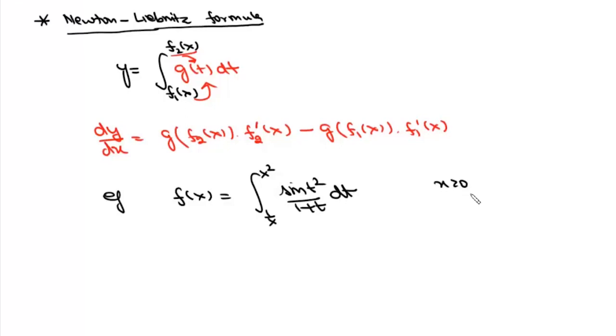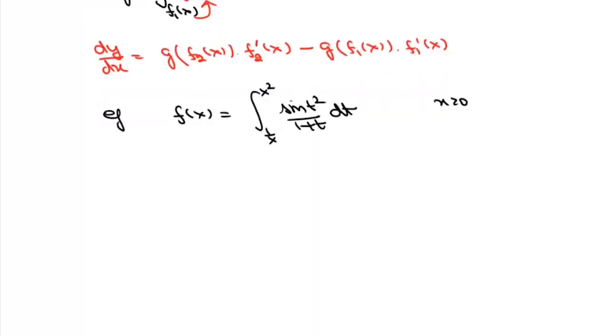Now we have to differentiate this function. Now we can write this as f dash x. The upper limit is x square, so wherever we have t, we'll replace it with x square. So it will be sin of x square whole square, that is sin x to the power 4, upon 1 plus x square, into the derivative of x square, which is 2x, minus, and then the lower limit is 1 by x.